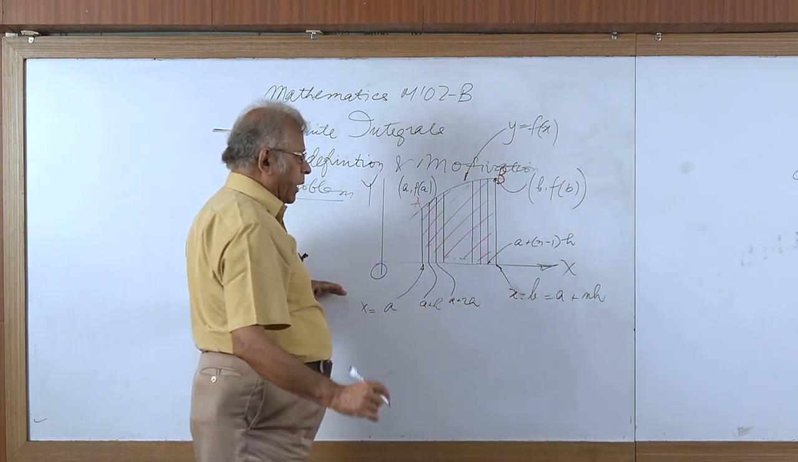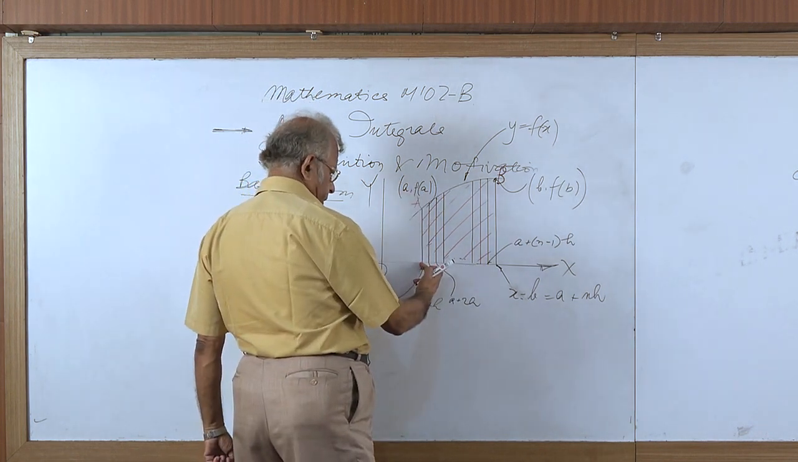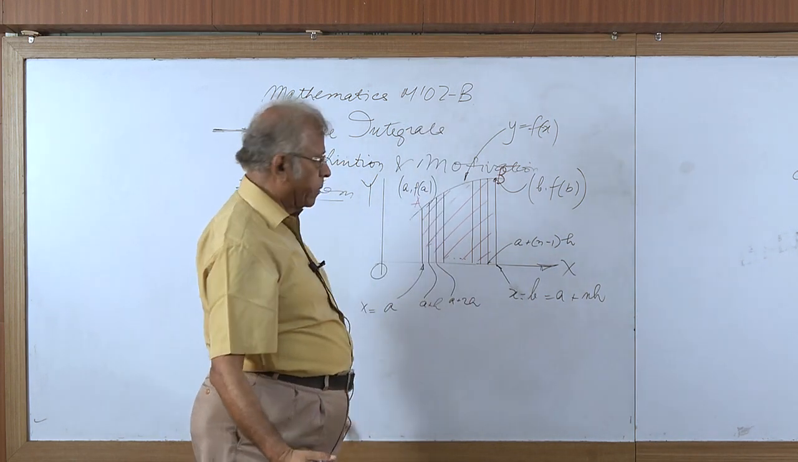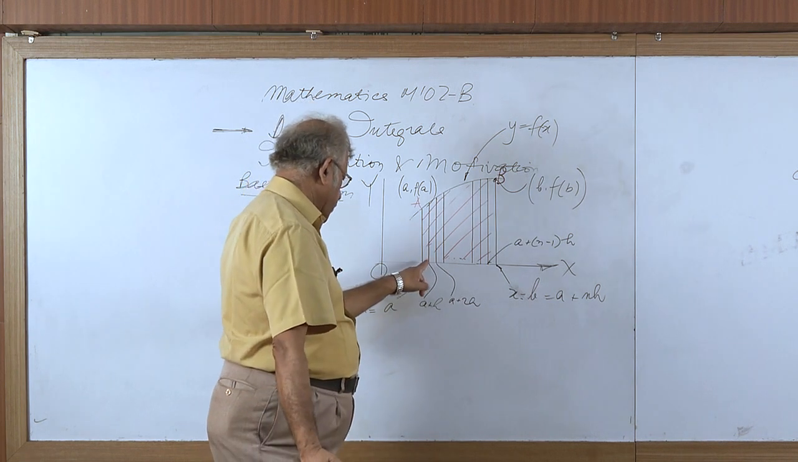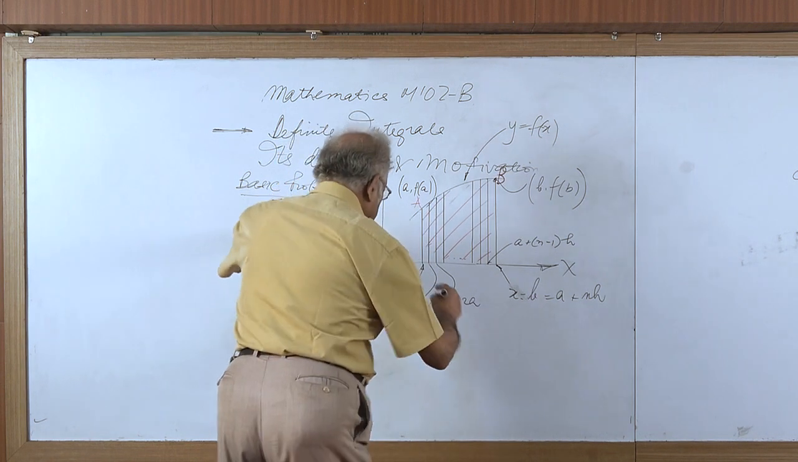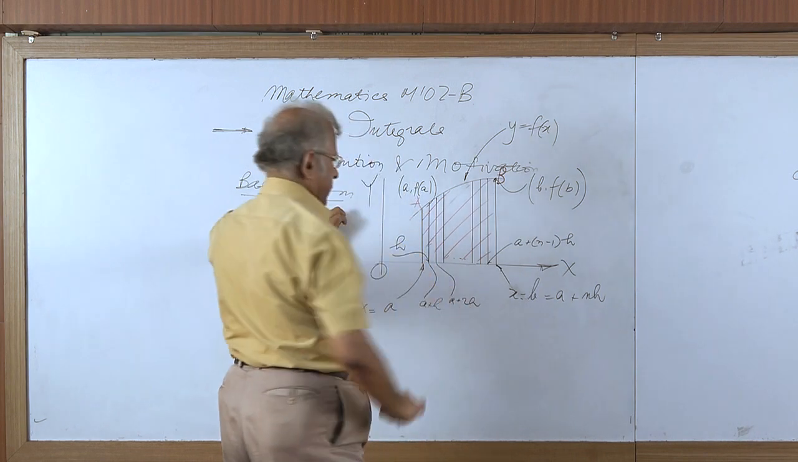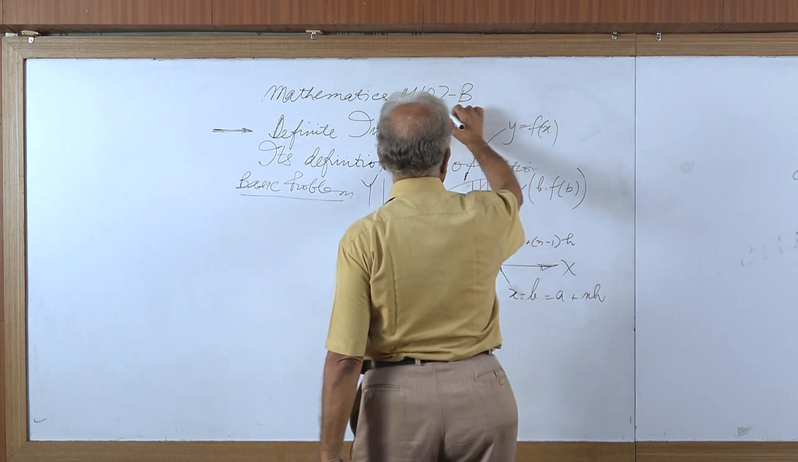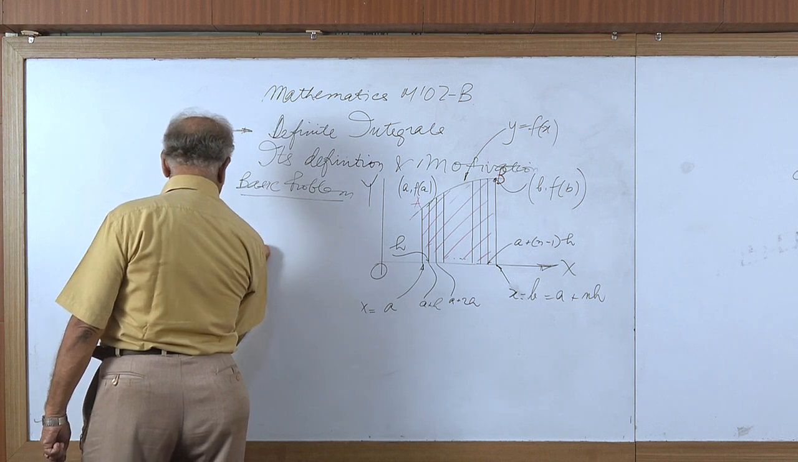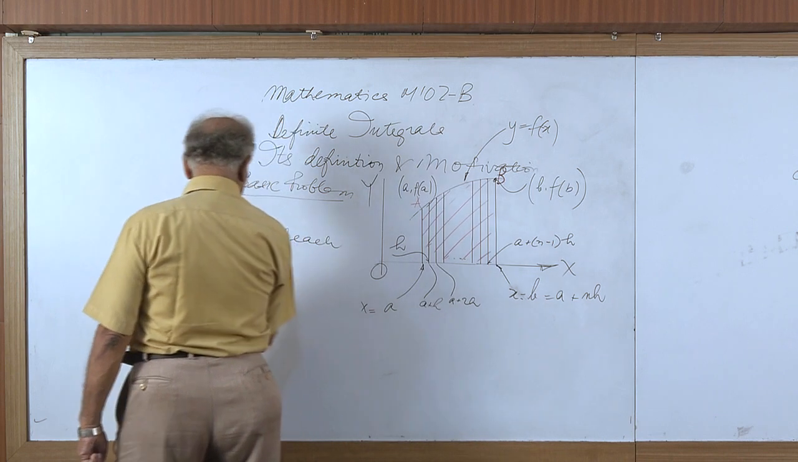Now, a very simple way of doing it is to take this area and divide the area into n number of vertical strips by ordinates erected at, the first ordinate is at x is equal to a plus h. So, h is the width of each strip. h is the width of each strip. We can write it down here. h represents the width of each strip.